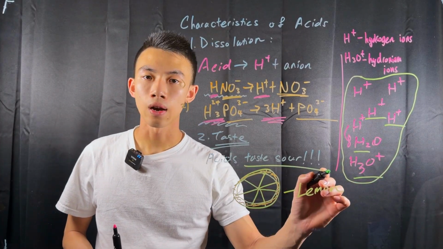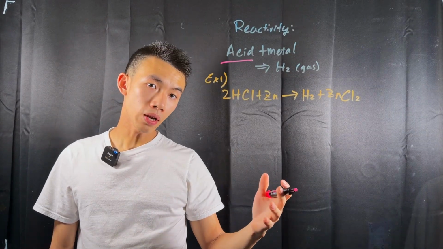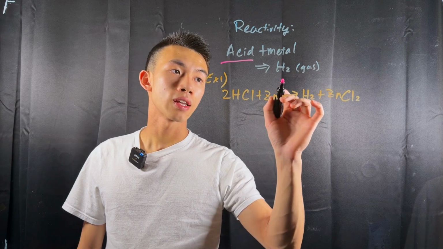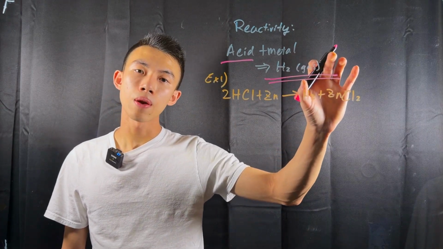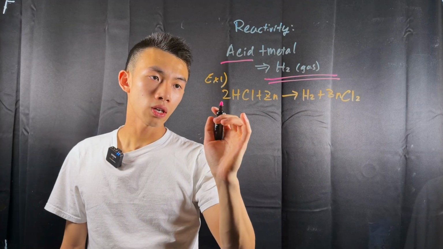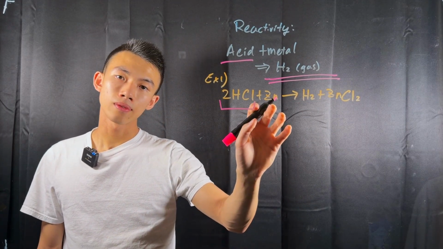Okay, next let's talk about reactivity. When we have an acid and we put a metal inside of the acid, that's going to give us H2 gas. Now let's use an example, because this on its own might be a little bit confusing for some of you. So right over here, we have our acid, 2HCl, and then we have our zinc, Zn, right over here.